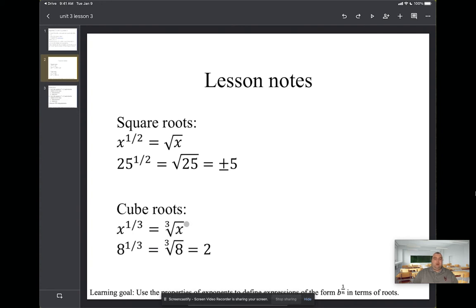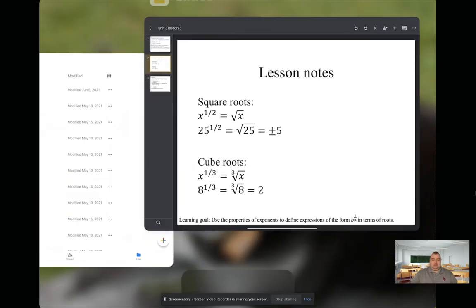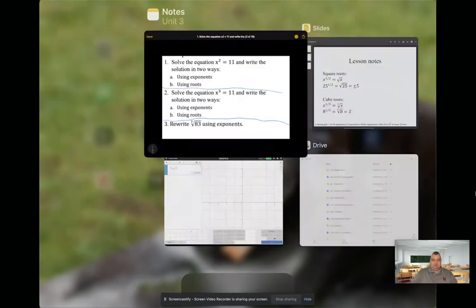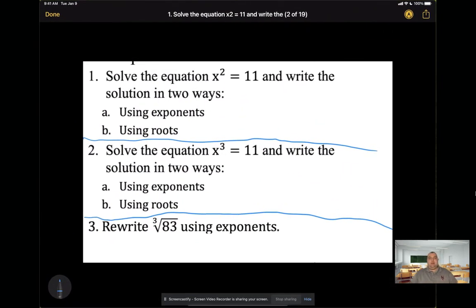So what we're doing is taking square roots and cube roots and converting them from roots form to exponential form and vice versa. So let's take a look at the examples here. Number 1: solve the equation x squared equals 11 and write the solution in 2 different ways, using exponents and using roots.